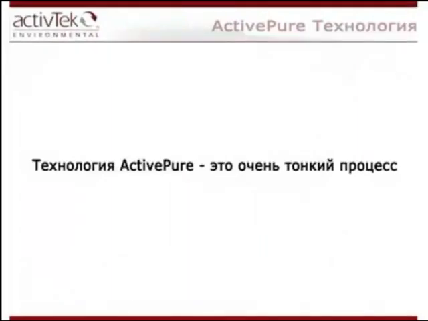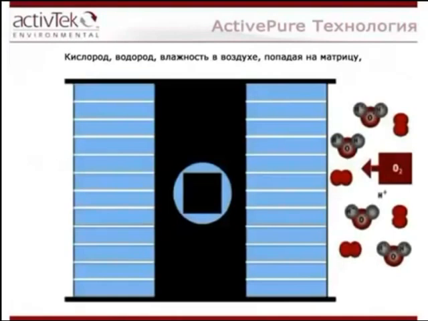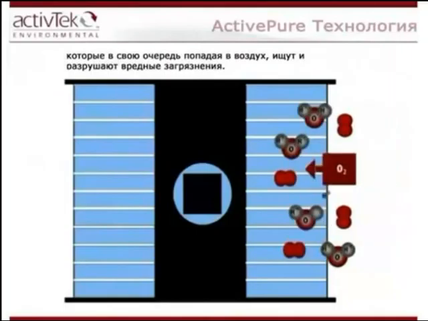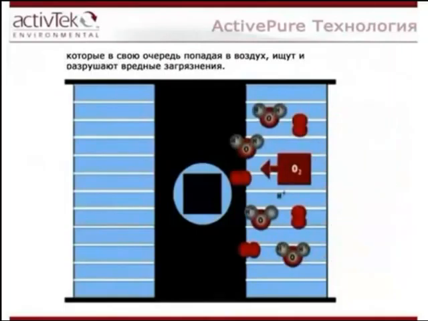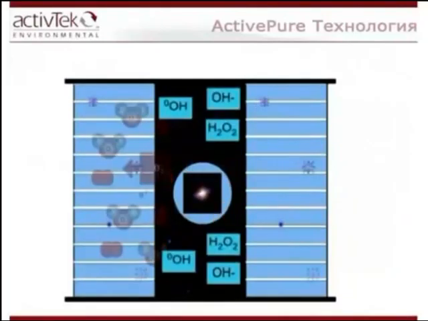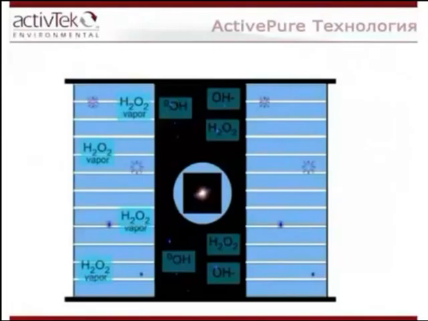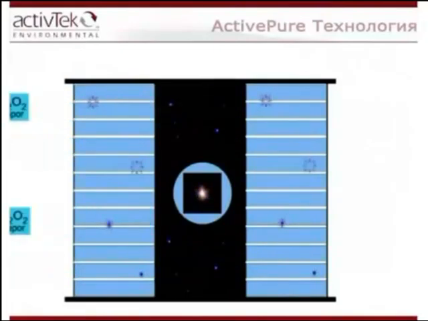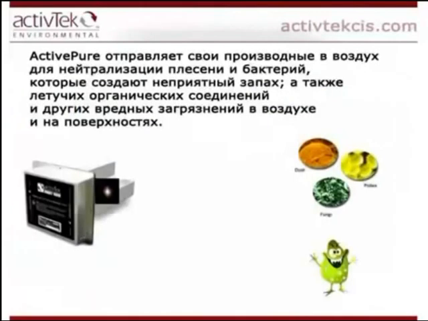It begins with oxygen, nitrogen, and humidity in the air that is carried into the cell. This reacts with the ultraviolet light and our proprietary coating to create the hydrogen peroxide, hydroxyl radicals, and oxygen ions, and these are carried out of the cell so they can seek out and destroy harmful contaminants wherever they're found. Activ sends out various agents through the air to neutralize mold, odor-causing bacteria, VOCs, and other very harmful contaminants found in the air and on surfaces. It has the ability to do this 24 hours a day, 7 days a week, unattended.